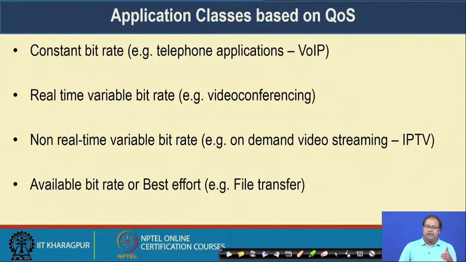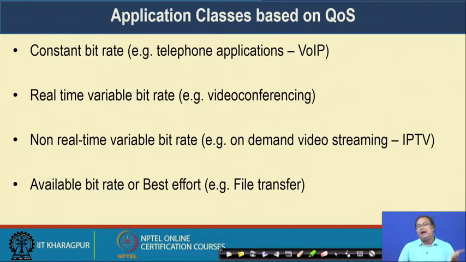Then the third class is non real time variable bitrate. Here you do not need to send the data in real time. You do not have as such a strict delay requirement that you have to transfer the data within a certain time. Buffering is supported, but you require certain QoS. Still you have a loose bound on the delay, or a loose bound on the amount of packet loss that can be tolerated. Examples can be on demand video streaming or IPTV kind of services.